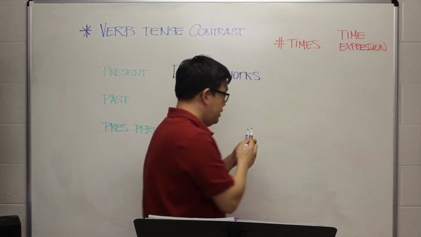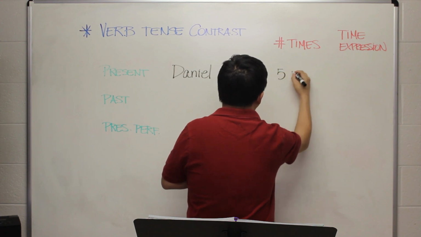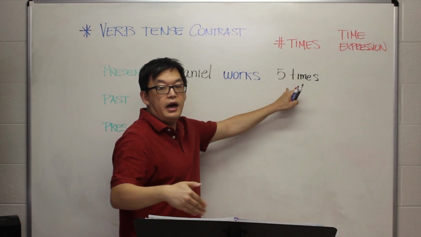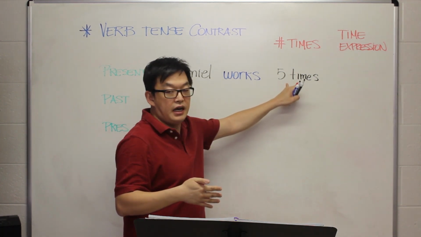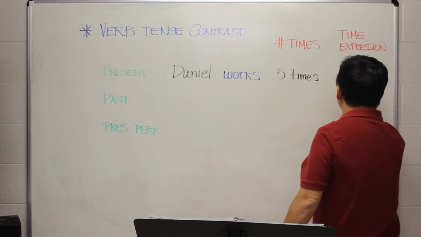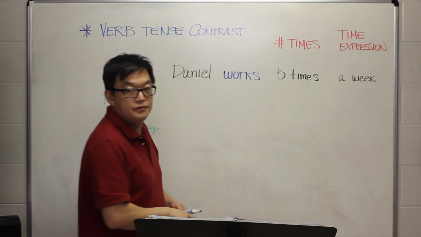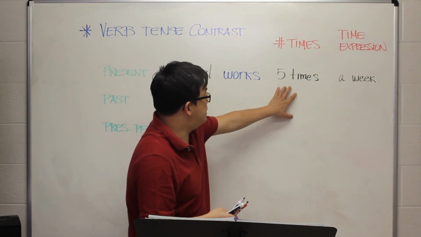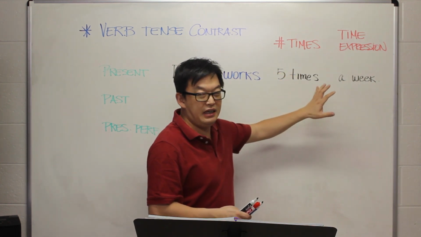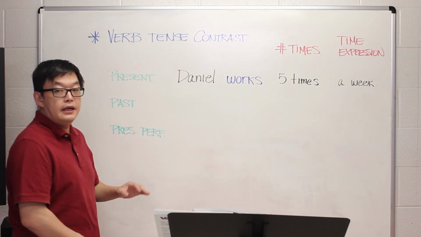Okay, first the number of times. Daniel works. What do you want to say? 5 times. Number of times answers the question, how often? Okay? 5 times. Time expression answers the question of when. So 5 times, when? A week. Okay. Daniel works 5 times a week. See? So always the number of times first and then the time expression. Why? Because if you say Daniel works a week 5 times, that doesn't sound good. Okay? That's the correct order.